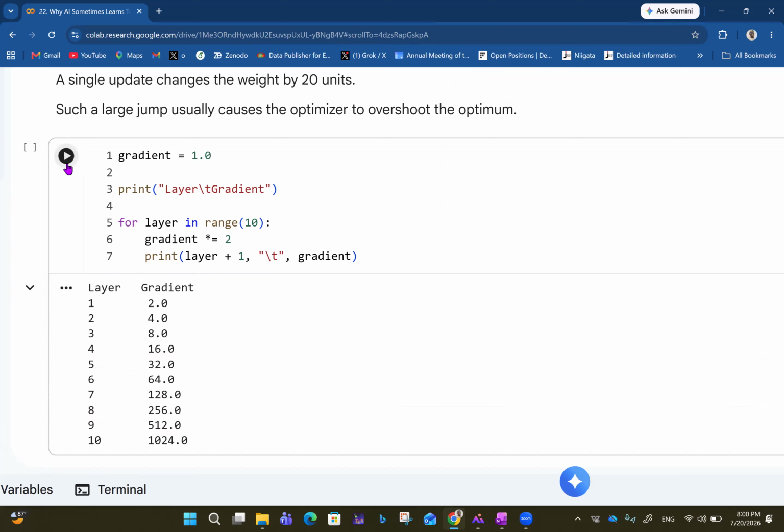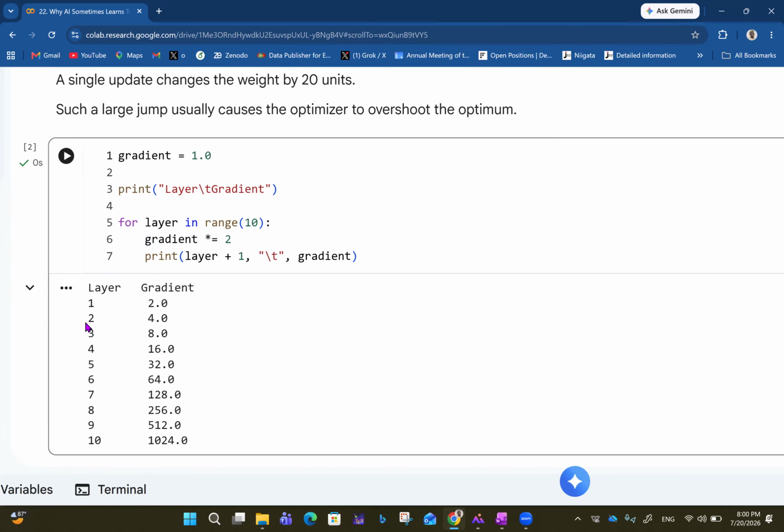So imagine here that you have a gradient of 1.0 and you're printing the layer and the gradients like this. So for layer in gradient from 0 to 9, that's range 10 now, so that's 1 to 10. So you have the gradient. So to update, for gradient 1 now, you have 1 times 2, you get 2 here. So what this line means is that each gradient is updated by multiplying by 2.